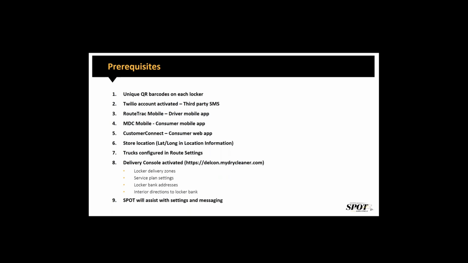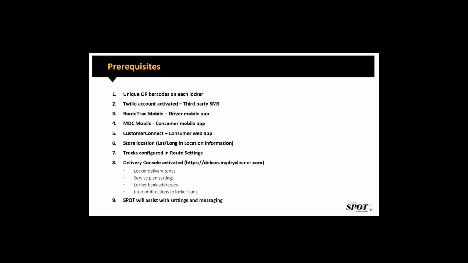Number 5, Customer Connect. Number 6, store location, latitude, longitude information. We do get a couple of these kinds of issues where somebody will call in having issues with their mapping and their geolocation and the locker banks not showing up correctly on the mobile app. Please make sure that every store that is going to be involved in this process has latitude and longitude information set. You can find this in Spot in your setup location information. At the very bottom, there's a list of addresses. If you scroll all the way down to the right-hand side on these addresses, you'll find the 2 columns for latitude and longitude information.